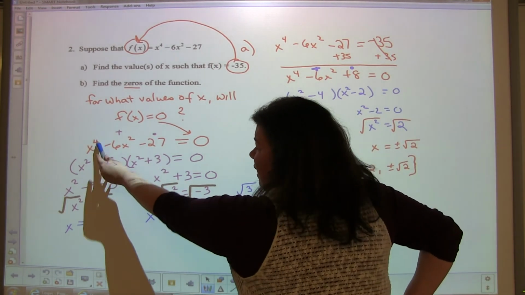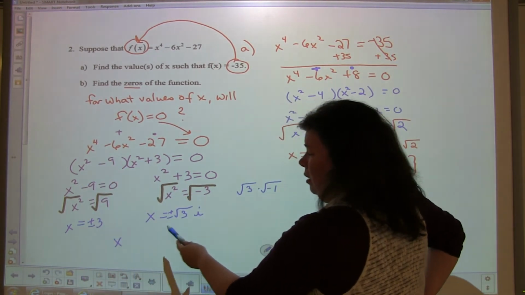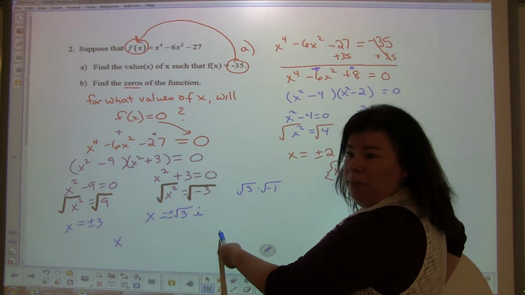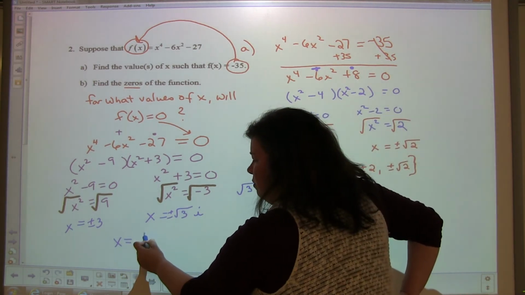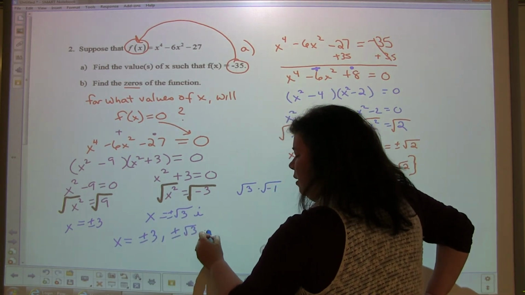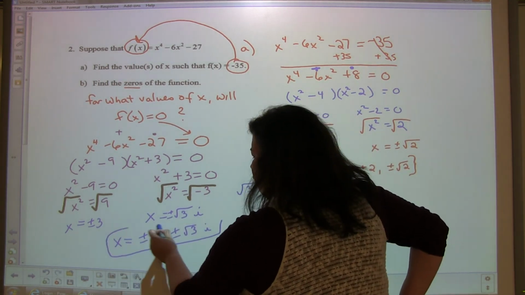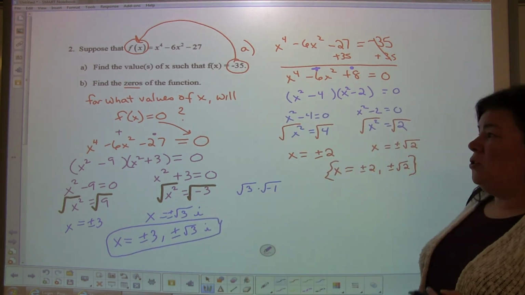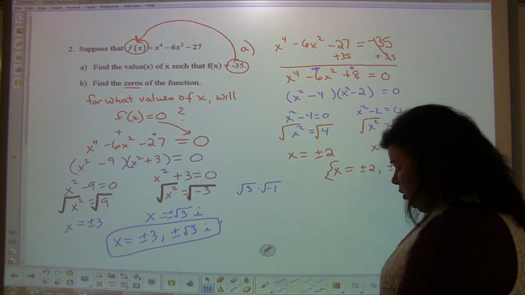So 4 answers again. 2 of them are real. 2 of them are imaginary. We have x equals plus and minus 3 and plus and minus root 3 i. So there are 4 answers, okay? So those are finding the zeros of the function.